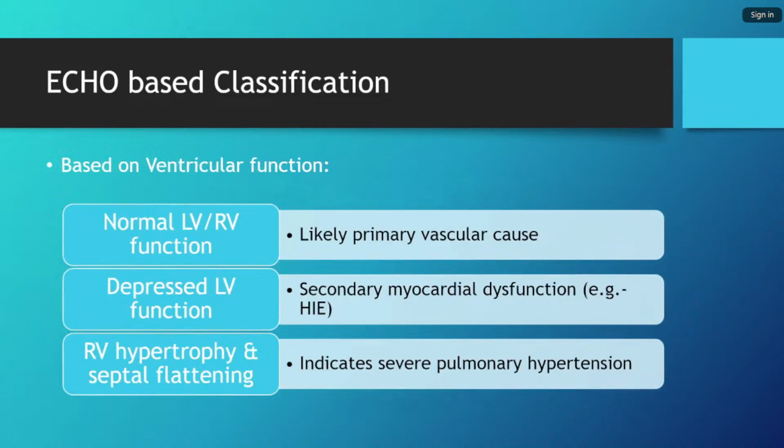Echo-based classification next is based on ventricular function. First is normal LV or RV function. It is likely due to a primary vascular cause. Next is depressed LV function secondary to myocardial dysfunction, for example in hypoxic ischemic encephalopathy. Next is RV hypertrophy and septal flattening. It indicates severe pulmonary hypertension.